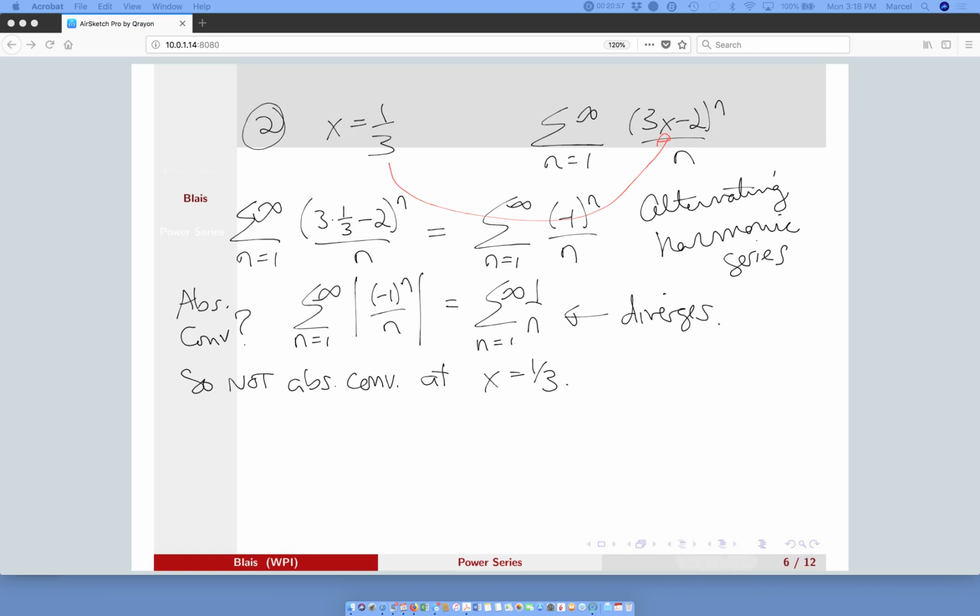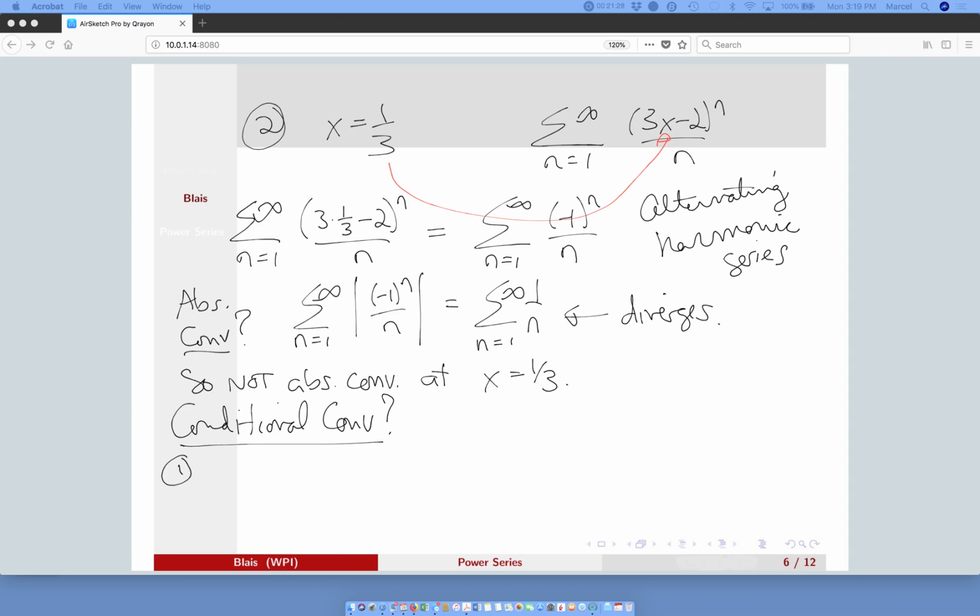Well, remember, for any alternating series we have two types of convergence. There's the stronger and the weaker. The stronger is the absolute convergence. We just tested for that and it failed. But that means we have to test for the weaker convergence. So is it conditionally convergent? And remember, we had three criteria.